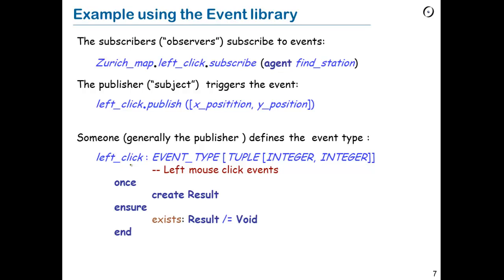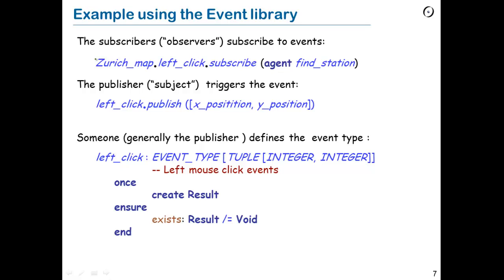So, for example, if I want to make sure that find station is only used to react to the left click event type in the context Zurich map, we are going to make the event type local to a context represented by a graphical object like Zurich map. So Zurich map dot left click dot subscribe of agent find station. That's what the subscriber does, and the publisher does the same thing as we saw before. So that's really all there is to do to use the event library.